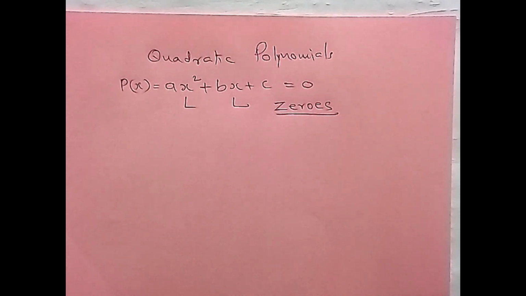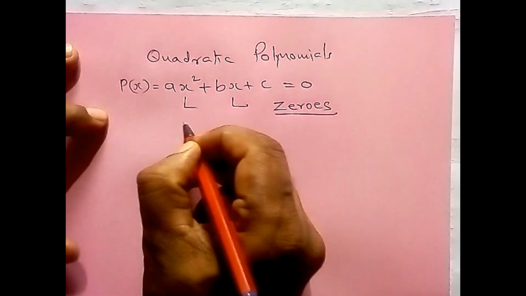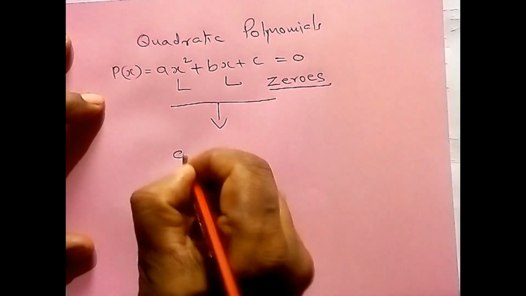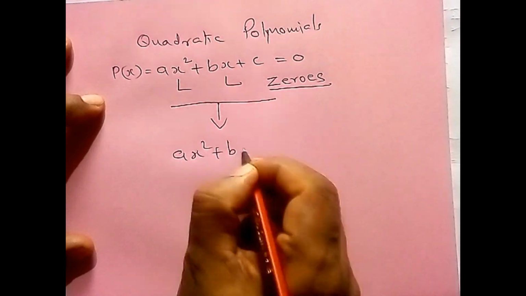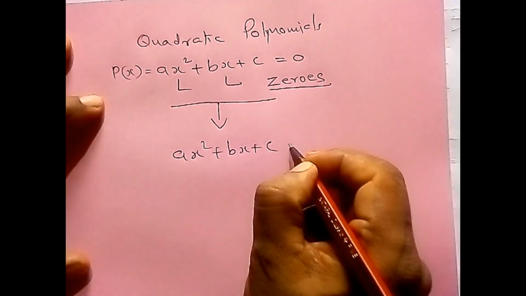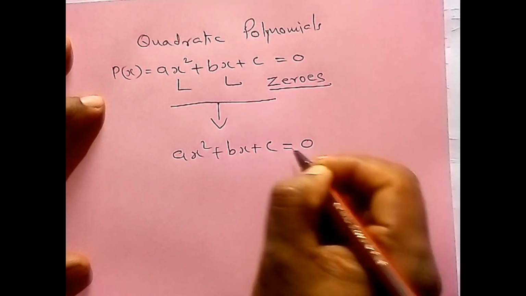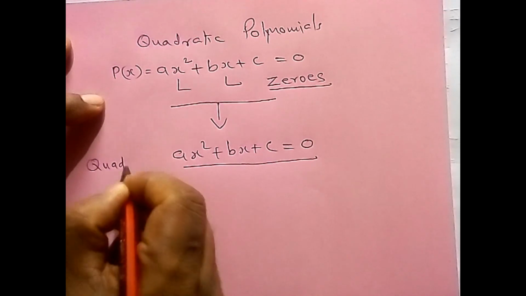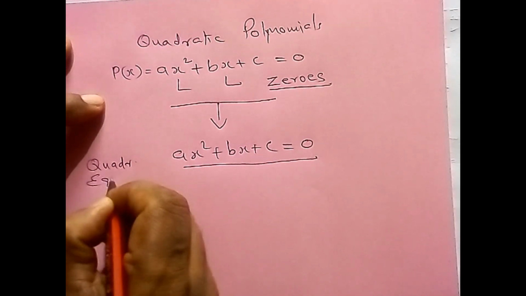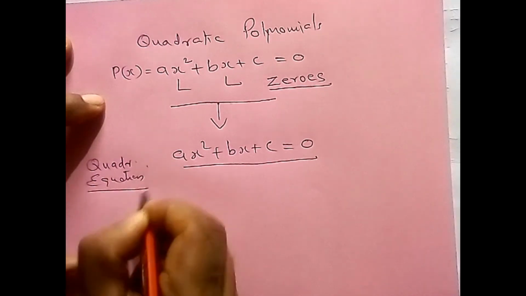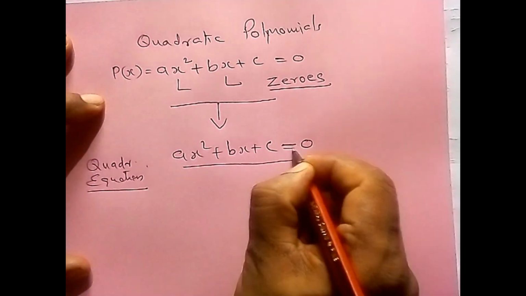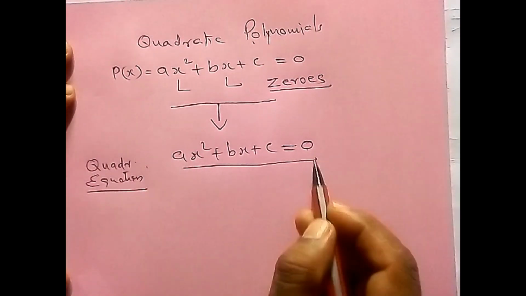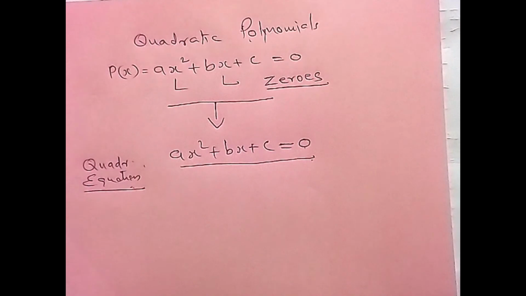Now in a quadratic equation, we are taking only polynomials of degree 2. That means only polynomials of the form ax square plus bx plus c. Only thing is that we will be equating it to 0 every time. So this is called a quadratic equation. Why is it called an equation? Because there is an equal to sign. It is equating to 0. So a quadratic polynomial equated to 0 is called a quadratic equation.